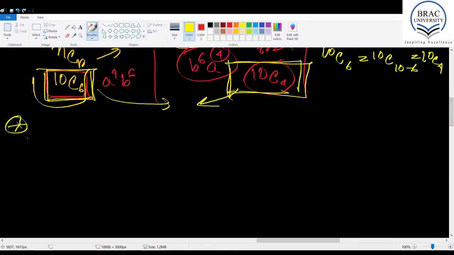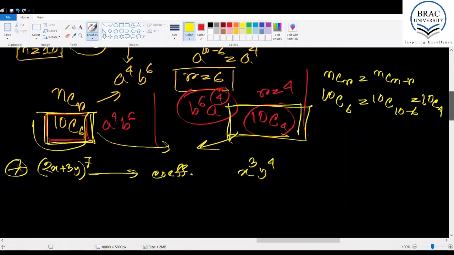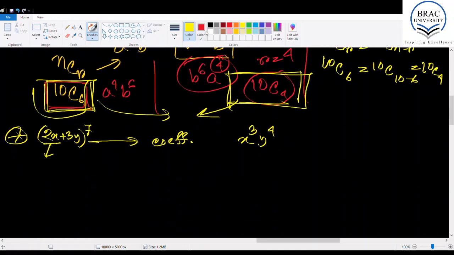Okay, next problem. If you are asked that (2x plus 3y) whole to the power 7, in the expansion of this term, what is the coefficient of x to the power 3, y to the power 4? Okay, now you can say that this is the same problem as the previous one. I would say this is a little different than the previous one. Why? Because in the first case there was no such coefficient of a and b, but we get here 2x. So this whole 2x thing is a and this is b, a and b.